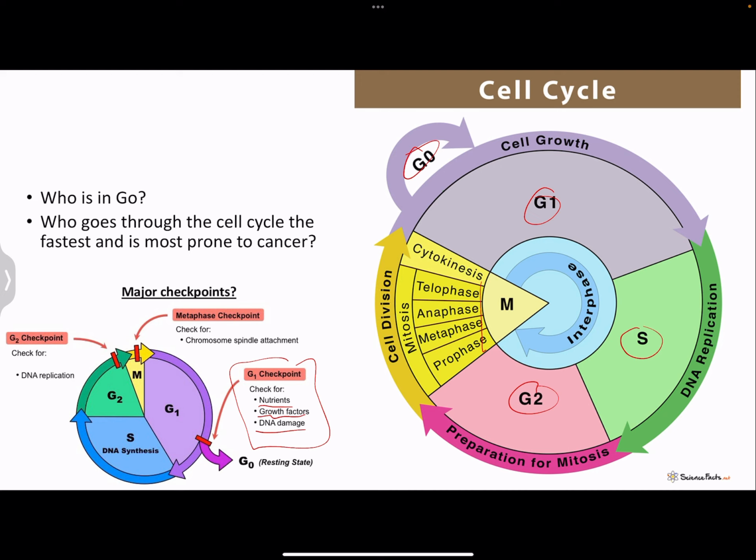After G2, we want to make sure that S phase went according to plan and that there were not a ton of mistakes. And then after M phase, let's make sure that all of the chromosomes separated correctly. We don't have any sister chromatids still stuck together, things like that. Everything that's not mitosis is known as interphase.